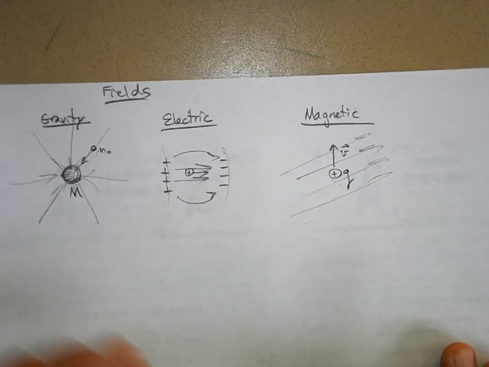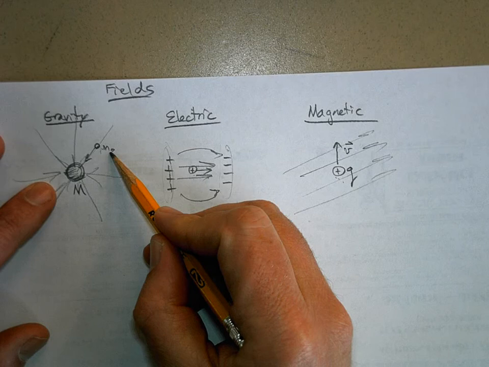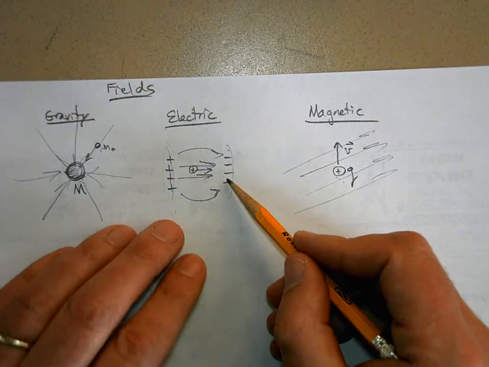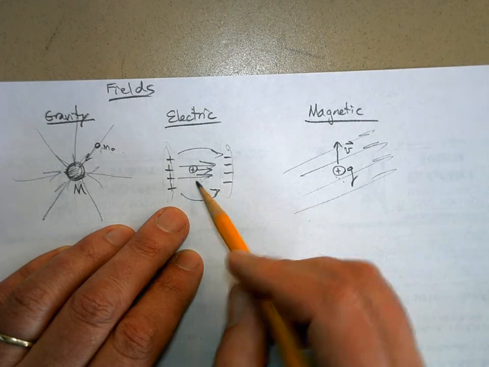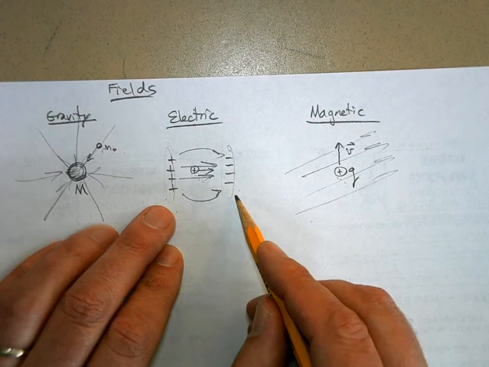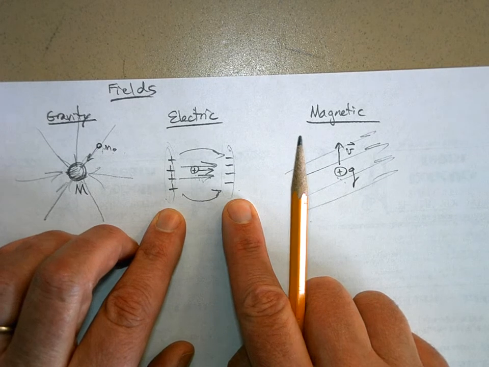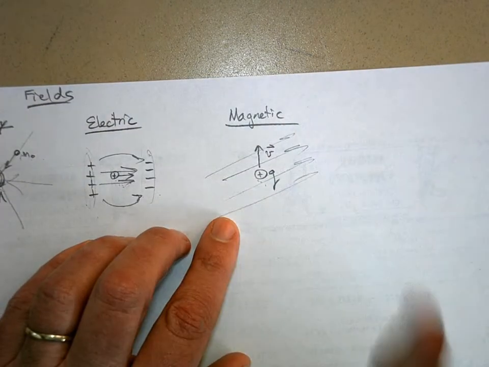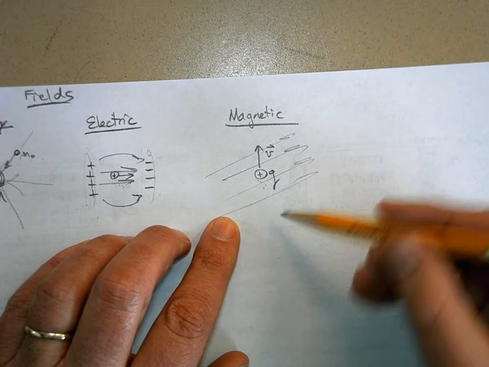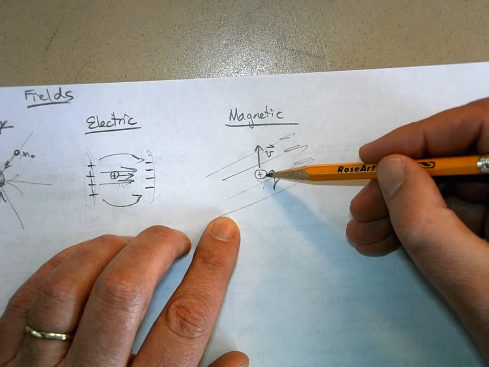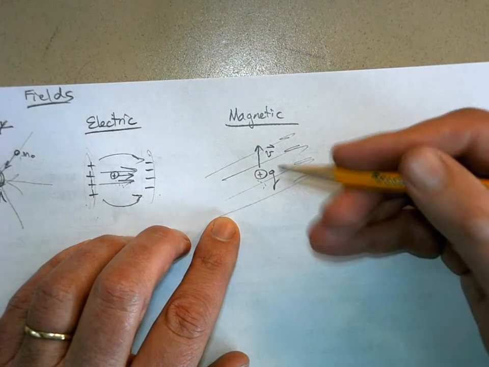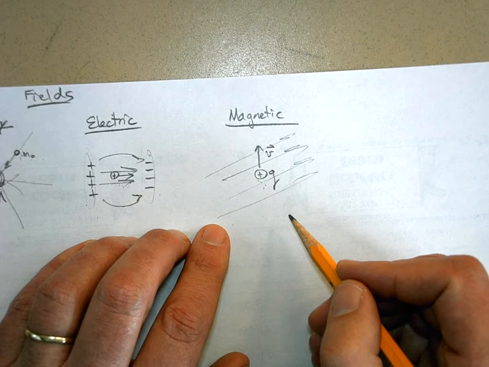Okay. The cause of a gravity field, well, its effect is on mass. The cause is mass. The effect of an electric field is to apply a force to a charged particle. But the source of that electric field was other charged particles. Magnetic fields, it's the same thing. The effect of a magnetic field is to apply a force to a moving charged particles, but the cause of it is moving charge. The cause of this magnetic field turns out to be moving charge.